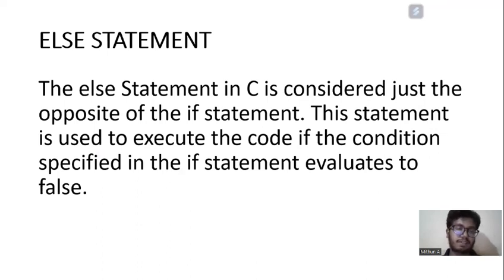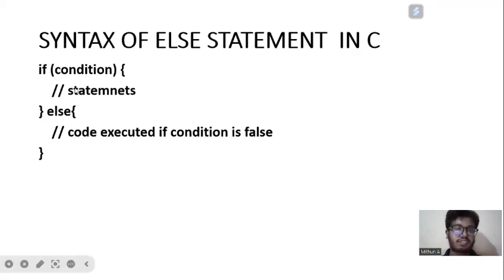Now, the else statement. The else statement in C is considered just the opposite of the if statement, and it is used to execute the code if the condition specified in the if statement is evaluated to be false. So this is the general syntax for the else statement in C. If the condition is true, then the if statements will be executed. If false, then the other statements are going to be executed.